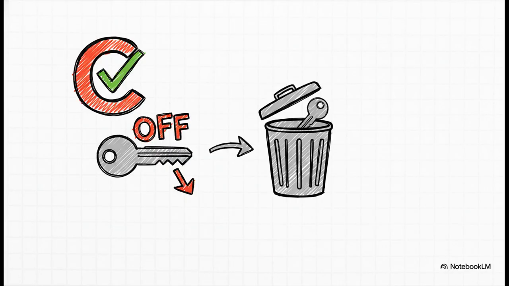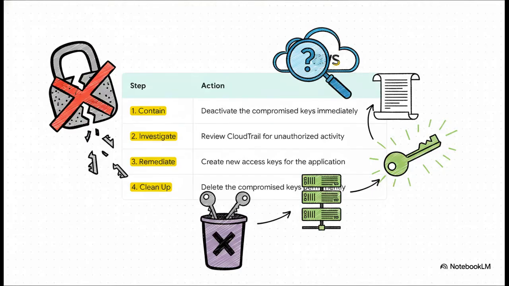There is only one correct first move here, and it's C. You have to deactivate and then delete the exposed access keys immediately. Your first priority is to stop the bleeding. You have to invalidate those stolen keys so they can't be used anymore. That means deactivating them. Changing a password or enabling MFA does absolutely nothing for exposed access keys. Once you've contained the threat, then you can move on to reviewing CloudTrail logs to see what damage was done, and then you can start creating new, safe credentials.